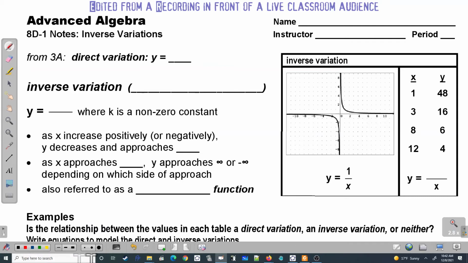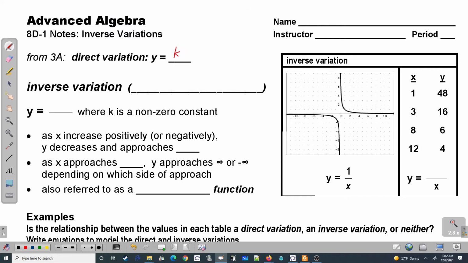Back in lesson 3A, we were doing a direct variation, and that was kx, and k was the constant of variation. We're still going to have a constant of variation, but it's going to be done a little differently. For example, I could have had a problem that was, let's say, y equals 25x. If I was doing that as an example, when you put in 0, 0 has to come out. Otherwise, it's not going to be a direct variation.